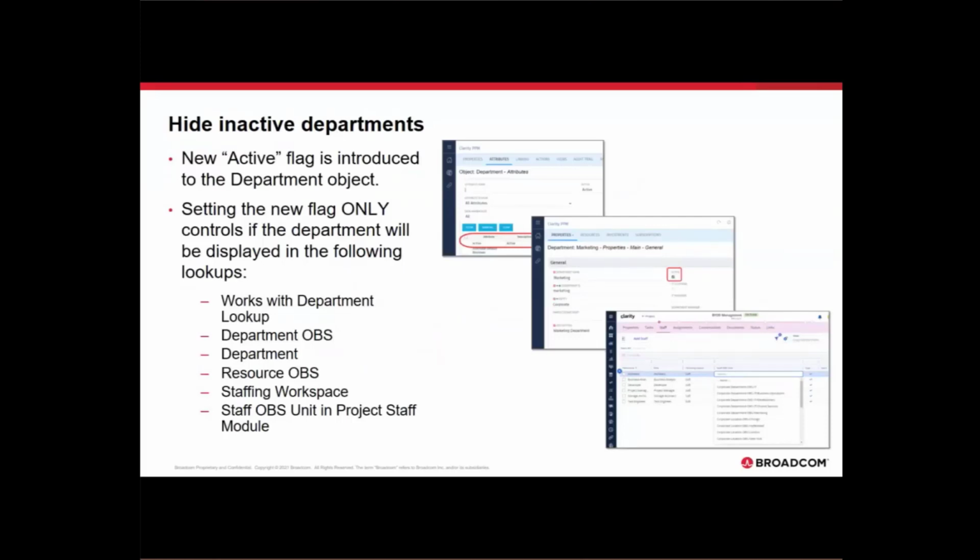The very first one is hide inactive departments. As part of 15.9.2, we have introduced a new active flag in the department object. This flag will now allow you to hide those inactive departments from the following lookups: the work with department lookup, department OBS, department resource OBS, staffing workspace, and staff OBS unit in project staff. This flag only controls how the lookup will display or not display the department. It does not impact any other department functionality.